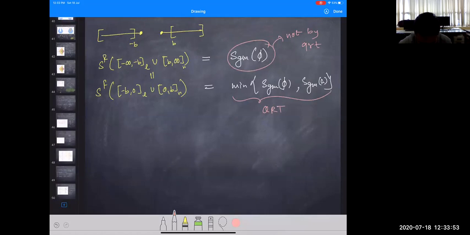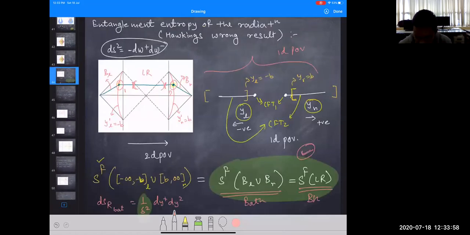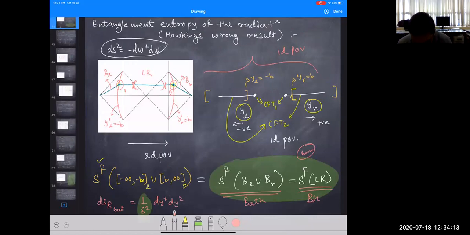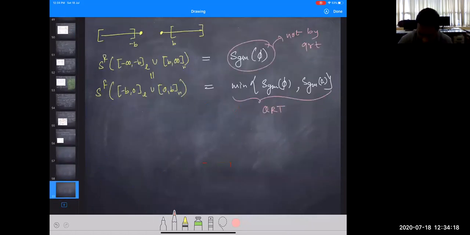Let me remind you of the computation. What we really did was we said that I want to compute the entanglement entropy of the BL and BR, and I know that the entanglement entropy of the BL and BR will be equal to the entanglement entropy of the LR, and then we just computed the entanglement entropy of the LR forever. So let me try to write down the correct formula for this, and then we can discuss what happens.